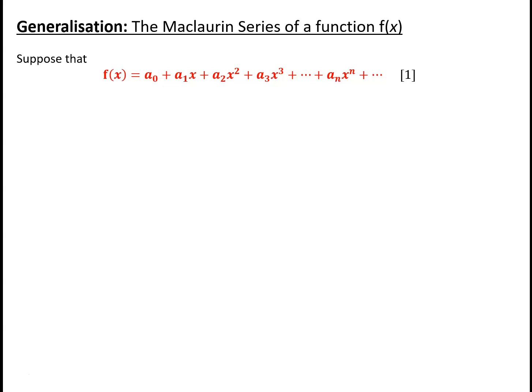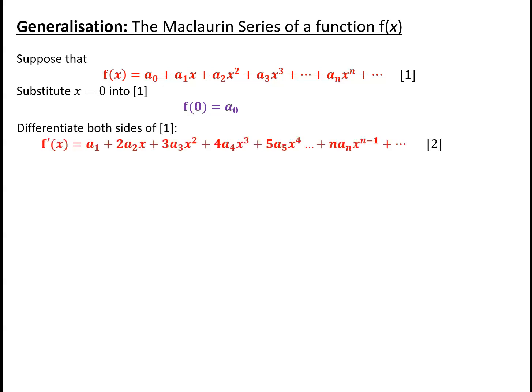And we're going to use our process as before of putting x equals 0 and differentiating, putting x equals 0 and differentiating, etc. So starting off, if we substitute x equals 0 into equation 1, we get f of 0 must equal a0. Now differentiating equation 1, the left-hand side becomes f dash x, the right-hand side becomes a1 plus 2a2x plus 3a3x squared plus 4a4x cubed plus 5a5x to the 4, etc. up to n an x to the n minus 1, and so on. Putting x equals 0 at this stage gives me f dash 0 must be the value of a1.